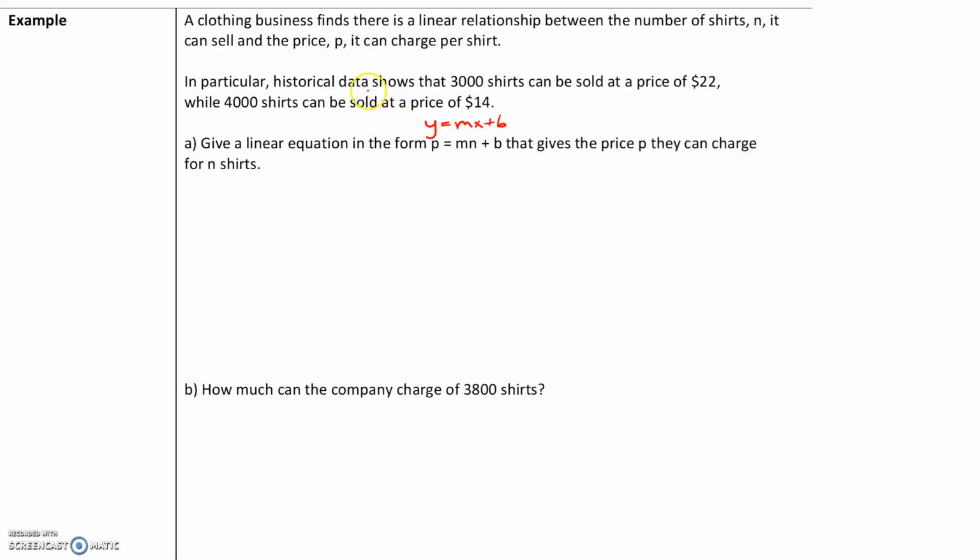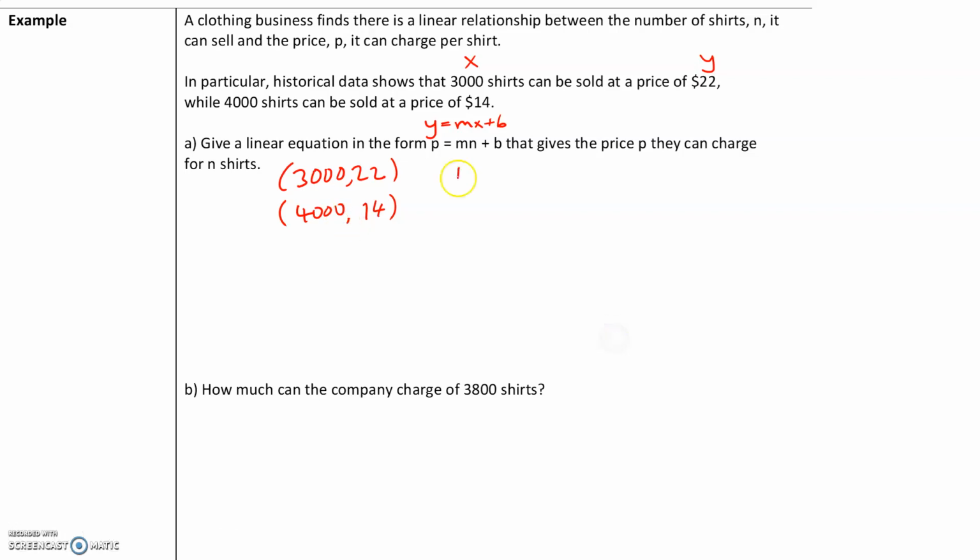So historical data shows that 3,000 shirts can be sold at a price of $22. Now remember, y is equivalent, so this P is the same as y. So when we write this, the price is going to be like your y variable, and the number of shirts is going to be like your x variable. So your first ordered pair is going to be 3,000, 22. In your second ordered pair, the number of shirts is your x value. So your input is 4,000 and your output is 14. So that is your y value.